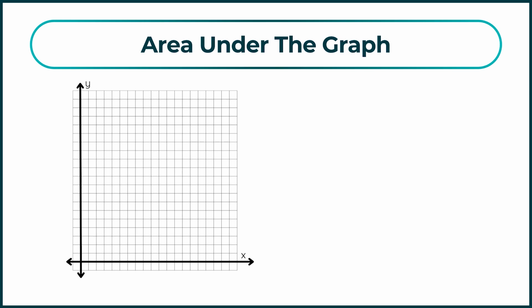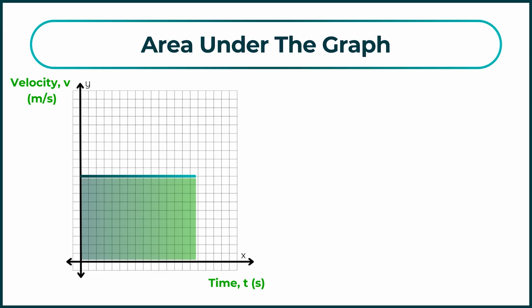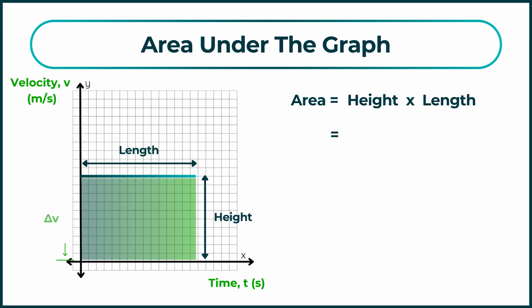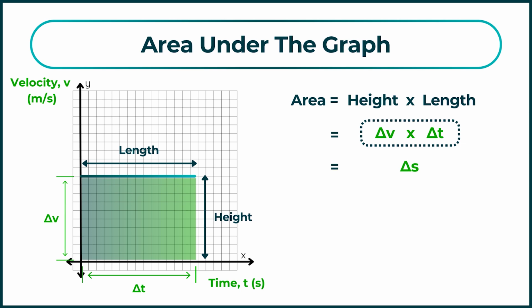Now, the second important feature we can calculate from a graph is the area under the graph. Let's examine this for a velocity time graph. When an object moves at a constant velocity over time, it creates a horizontal line on the graph. The area under this line forms a rectangle, and we can calculate it using this formula. Area equals height times length, which is delta v times delta t, and this is equal to delta s, change in displacement.